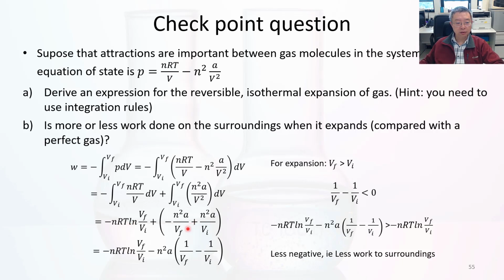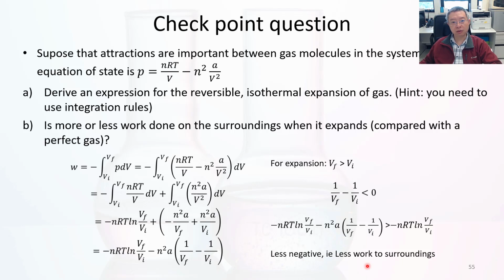In this case, you have the N squared A term: minus N squared A times 1 over VF minus 1 over VI. If this is an expansion, then VF is going to be greater than VI, so this number is negative. When this is negative and there is a negative sign, it becomes positive. So overall it becomes less negative. That means the work done to the surroundings, to the environment, is smaller compared with the work done with the perfect gas.